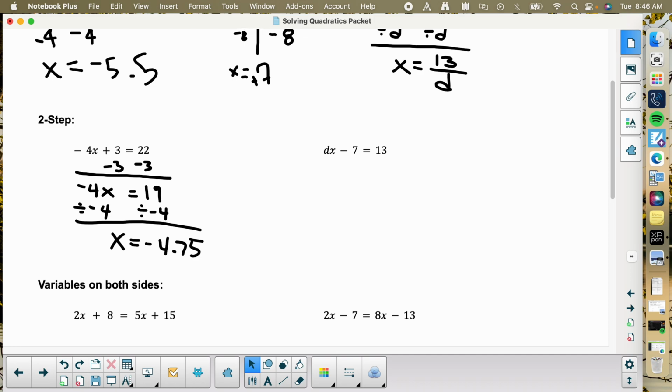Okay, what do we do on that last one? Okay, add 7 first. The answer isn't necessarily gonna make sense, but divide by the d, yep.